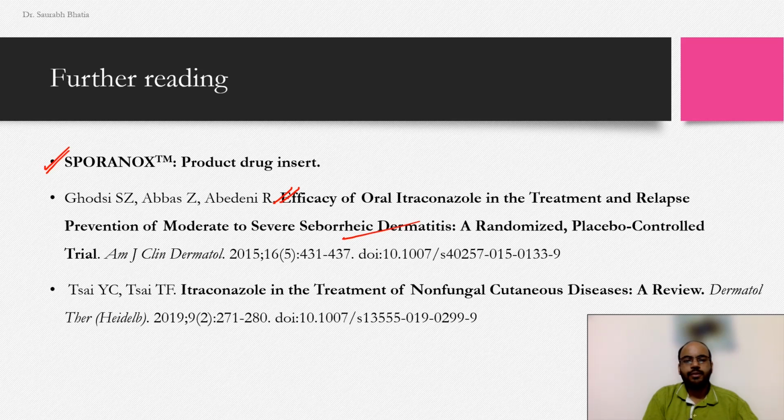The other is Itraconazole in the treatment of non-fungal cutaneous disease, a review. It is a good article mentioning all the other uses of itraconazole which are not acting on fungal mechanisms, other mechanisms of action like blockage of the hedgehog protein system. Itraconazole attaches to the smoothened receptor in the hedgehog system, thereby decreasing basal cell carcinoma. Good articles. Go through them.